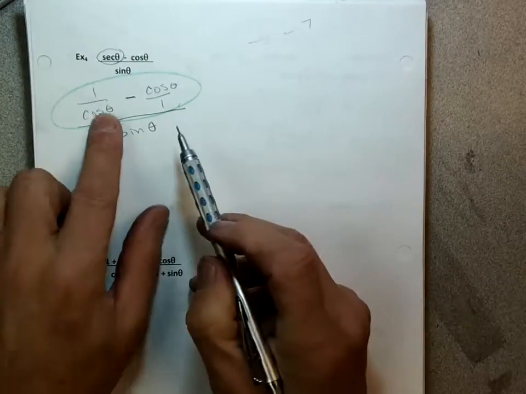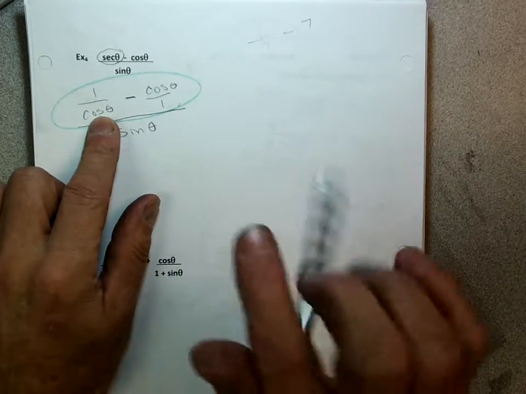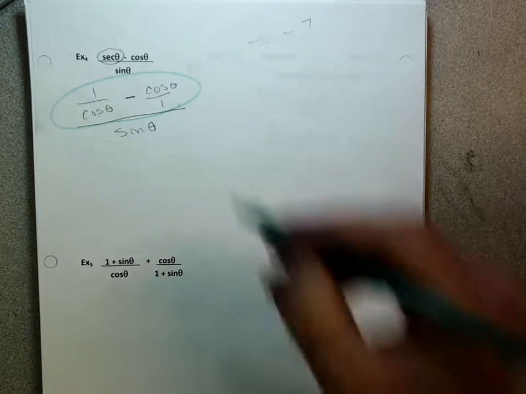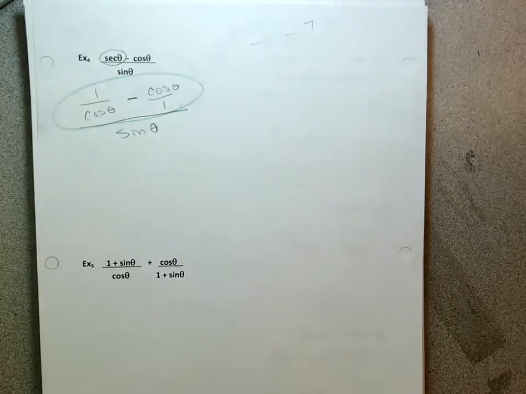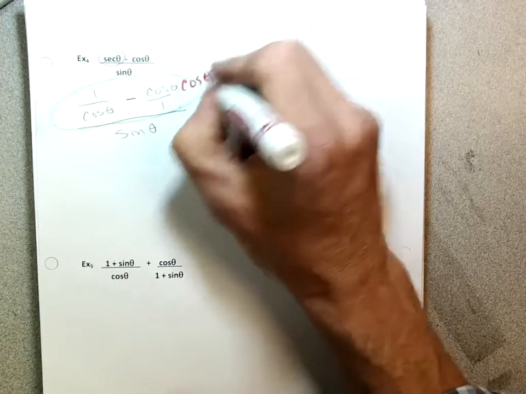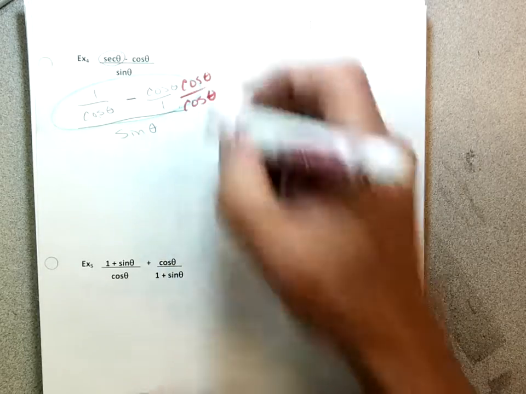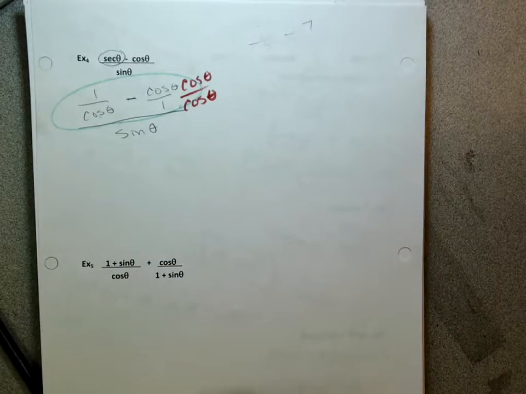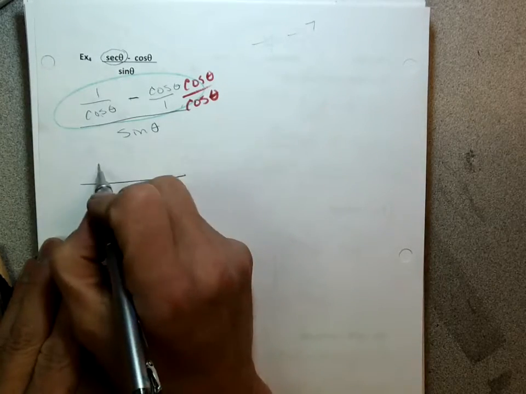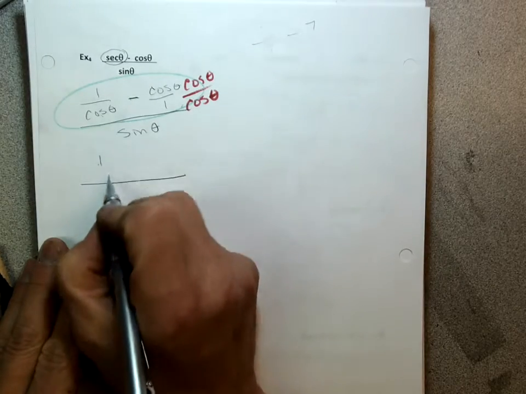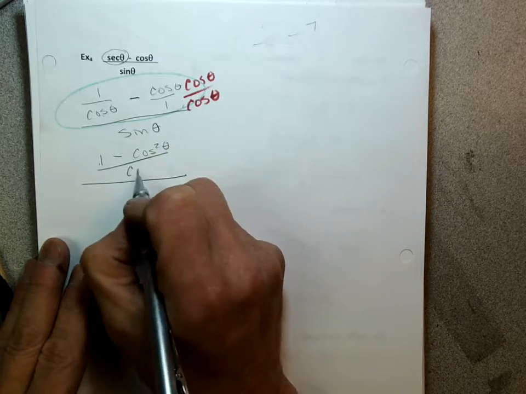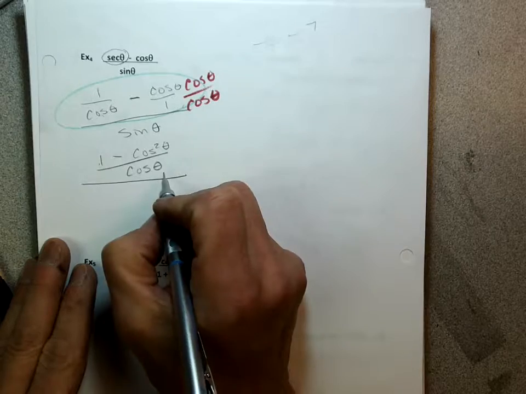So the denominator here is cosine, right? Cosine over cosine. So I'm going to multiply this one by cosine over cosine. Let me get a different color. So let's multiply this by cosine theta over cosine theta, and let's see what we get. So I'm going to have then, on the very top part of this fraction, 1 minus cosine squared theta over cosine theta, over my sine.